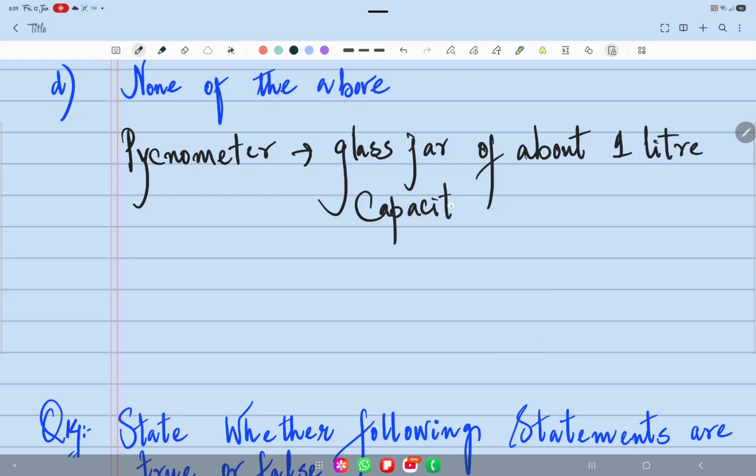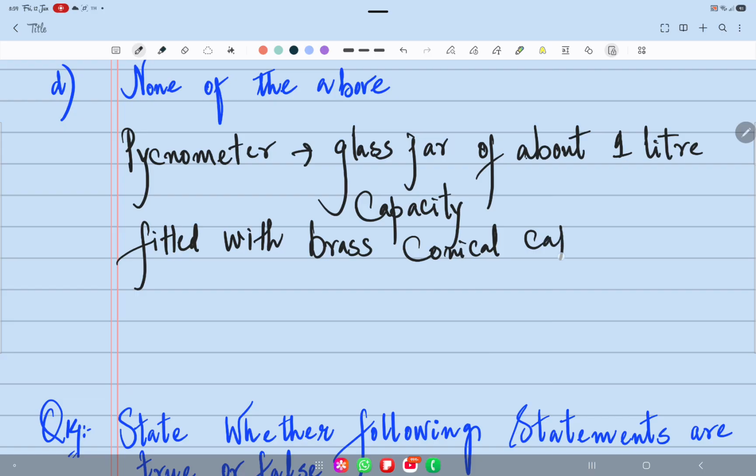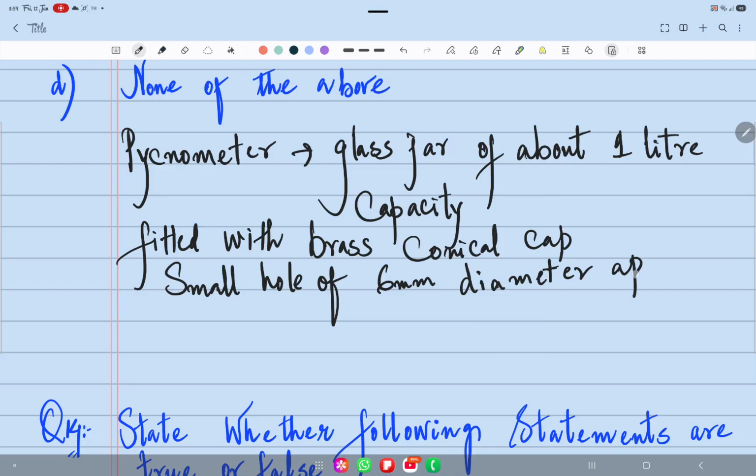This pycnometer is a glass jar of about 1 liter capacity, and it is fitted with a brass conical cap by means of a screw type cover. This cap has a small hole of 6 mm diameter at its apex, and we use a rubber or a fiber washer between the cap and the jar so as to prevent the leakage.